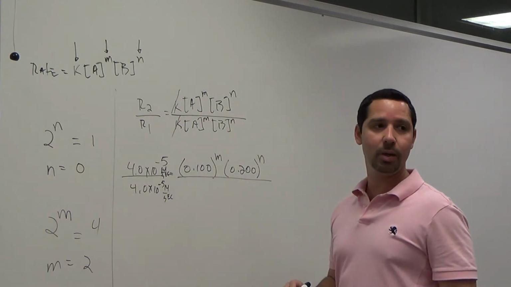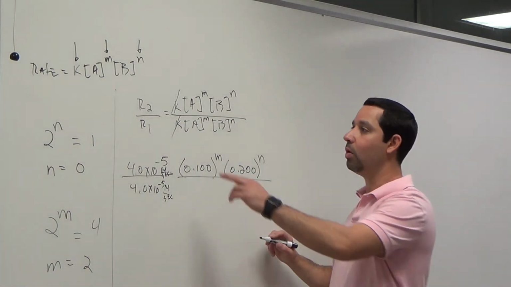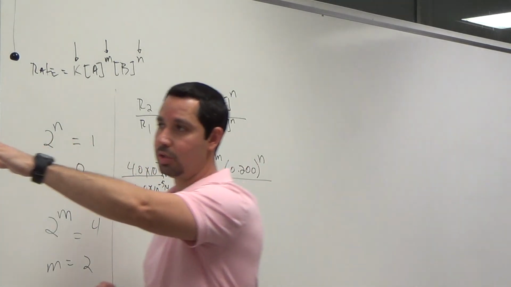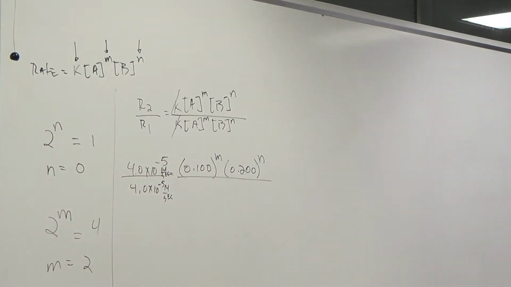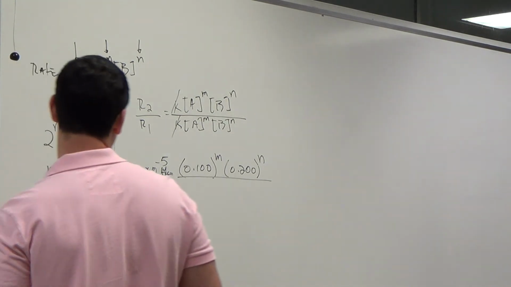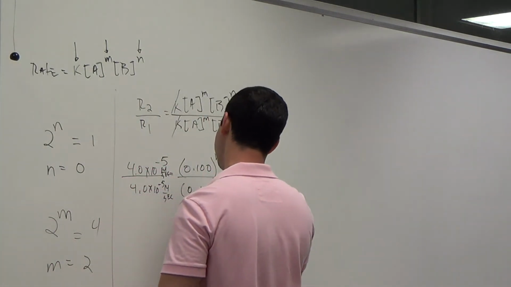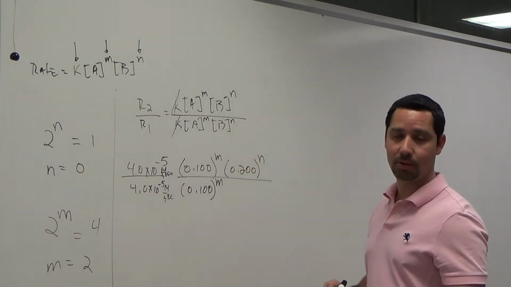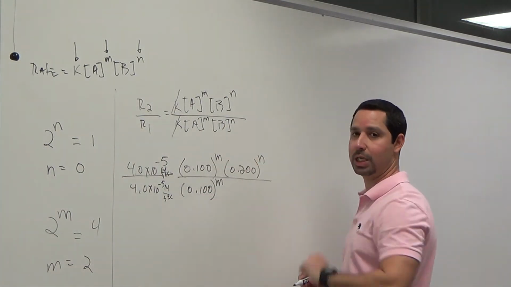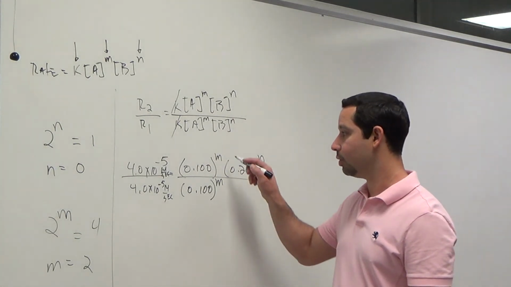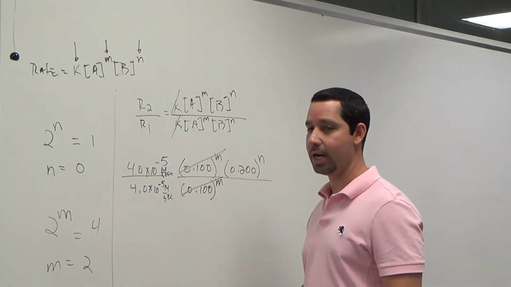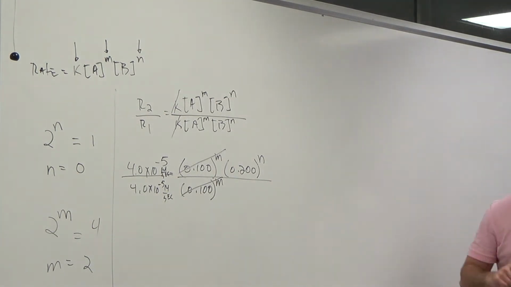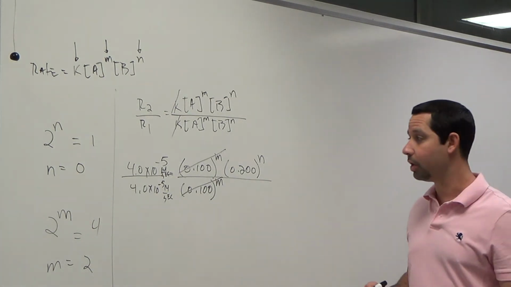I'm going to do the same now for rate 1. What's the concentration of A for rate 1? Here's rate 1, it is 0.1. Is that raised to a power? Yes, the power is M. Now here is the same number raised to the same power. What does that do? This cancels out. That is why you left this constant, so it could cancel out. It has no effect on it.